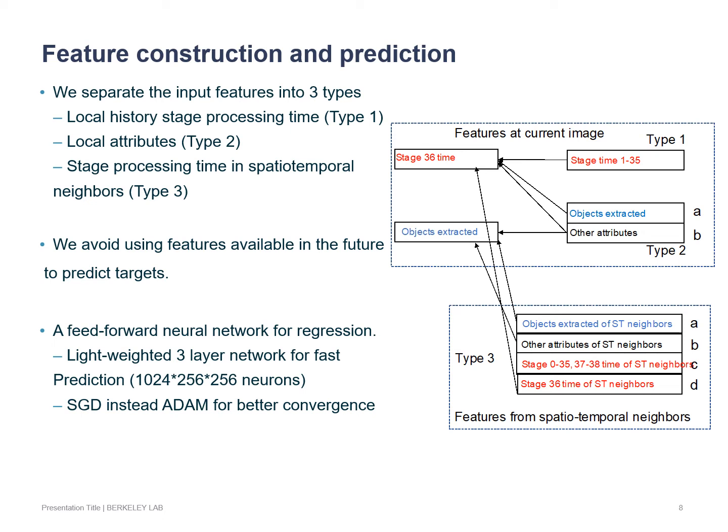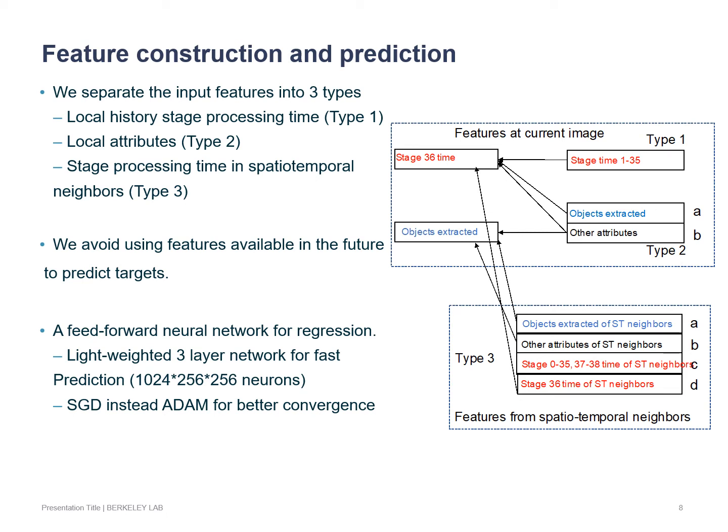There are three categories of features we can use for predictions. The first category is the historical stage processing time of the current image. The second category contains the attributes of the current image. The third type is the stage processing time and attributes of an image's spatial temporal neighbors. The right-hand side figure labels each of the features.